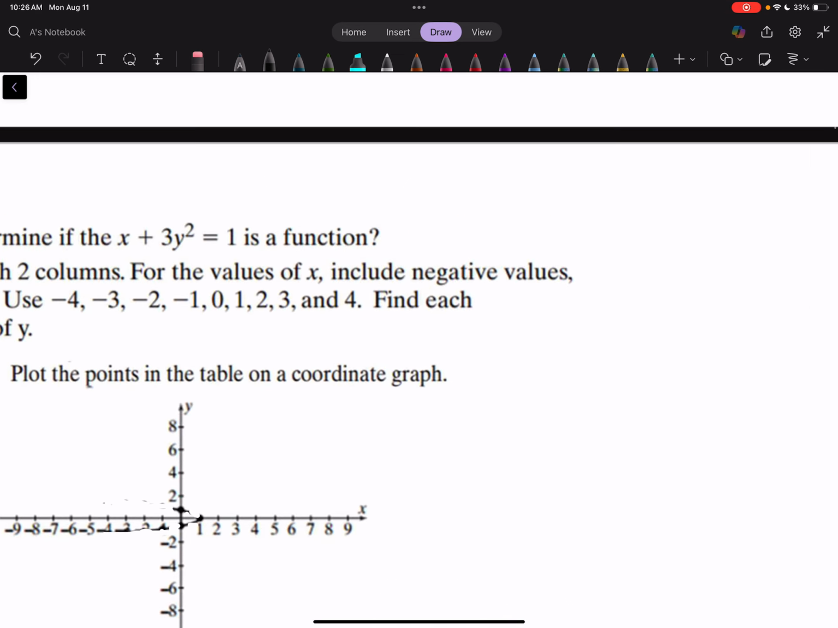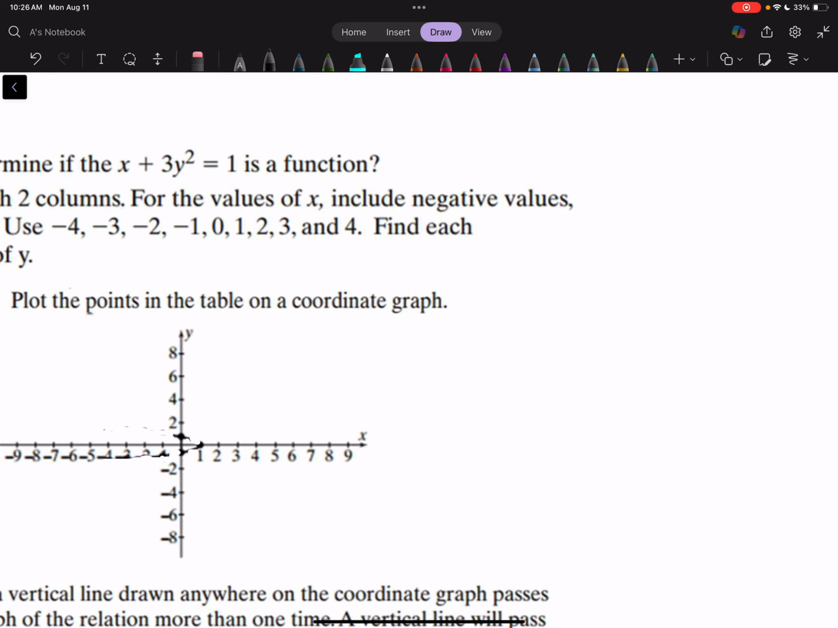I want to convert this into solving for y. So I have x plus 3y squared is equal to 1. The first thing I want to do is subtract the x from both sides. So I have 3y squared is equal to negative x plus 1.